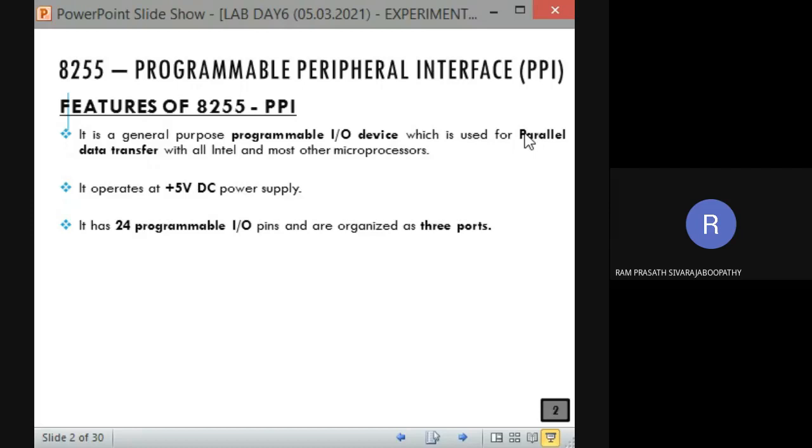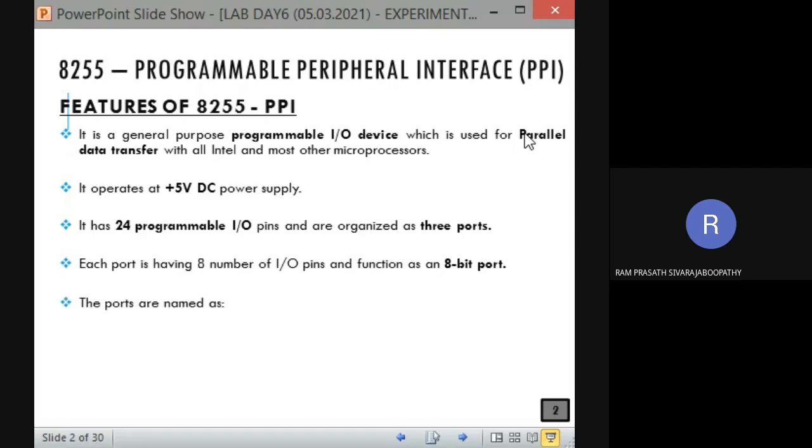Okay. So over portல எத்தனை pin இருக்கும்? இங்கேயும். Here also we will be going to have 3 8-bit ports. மொத்தம் 3 port இருக்கு. ஒரு portோட size என்னது? 8-bit. Fine. Each port is having 8 number of IO pins, function as a 8-bit port. Correct. Then the ports are named in 8255 as port A, port B, port C.